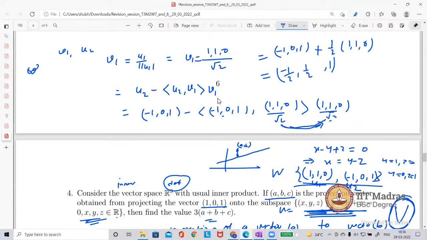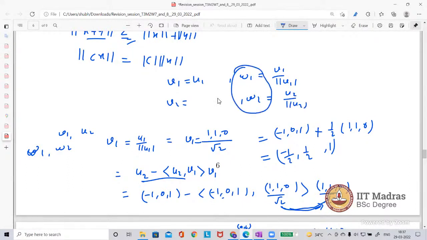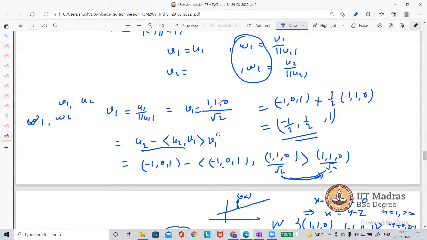That's why the sir used w1 and also w2. The reason is v1 is equal to u1, and w1 will be v1 divided by its norm. v2 is equal to this one, and w2 will be v2 upon its norm. So w1 and w2 form the orthonormal basis. We still have to make it orthonormal, so divide with the norm.